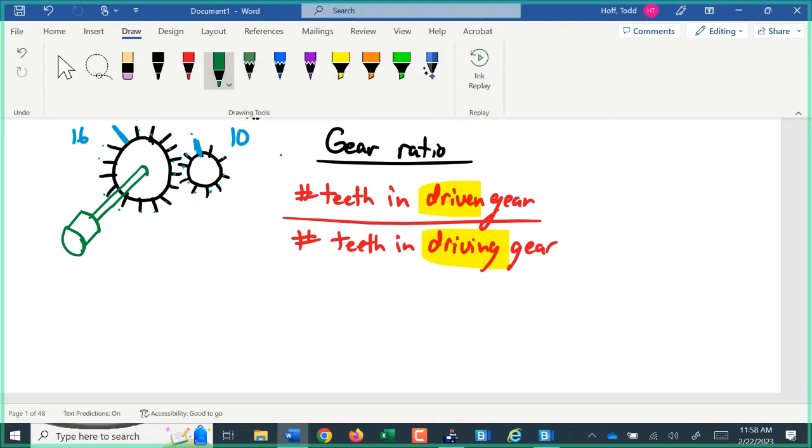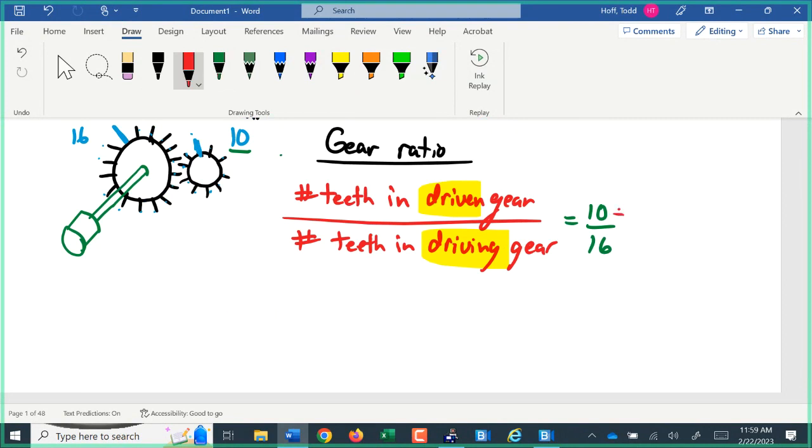If I separate the gears, which one stops moving? Yeah, the 10-tooth gear. That is being driven by the other gear. The one that stops is the driven gear. So that 10 goes on top. The other gear is driving the little gear. It is connected to the power source. It's going to turn whether the gears mesh or not. That's the driving gear, the 16-tooth.